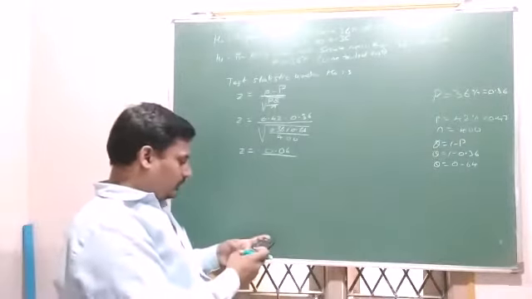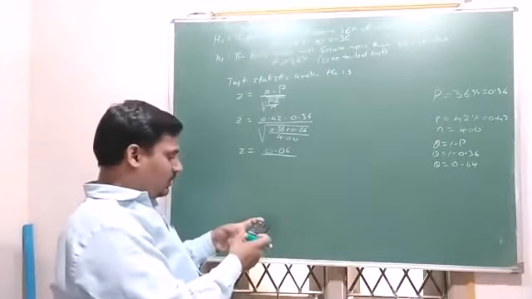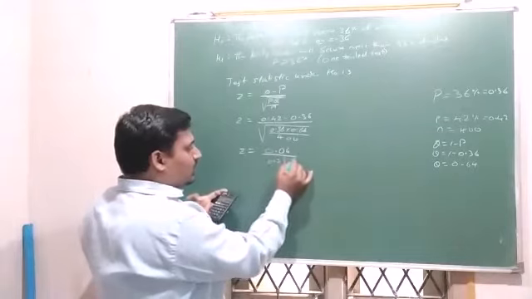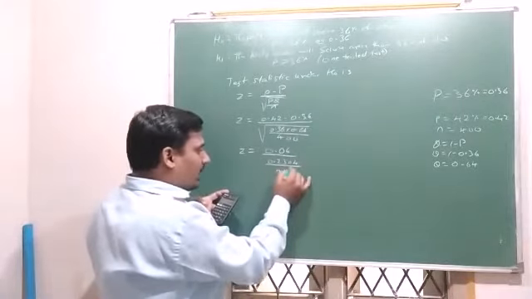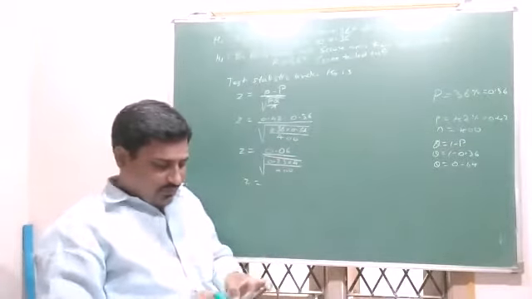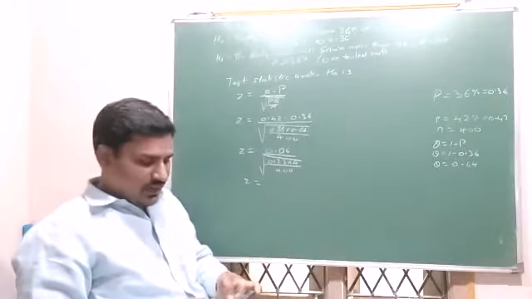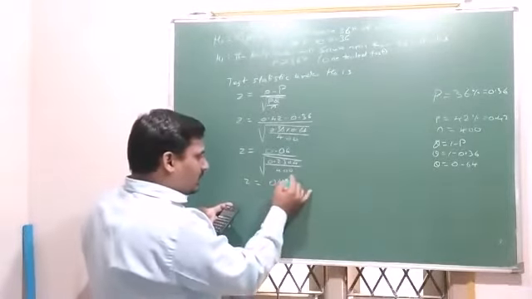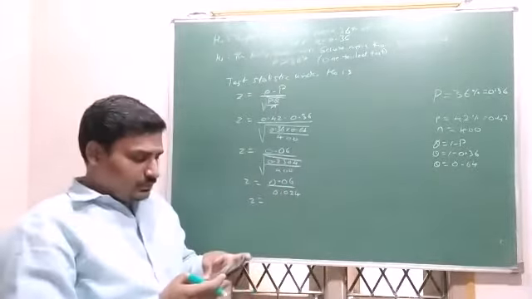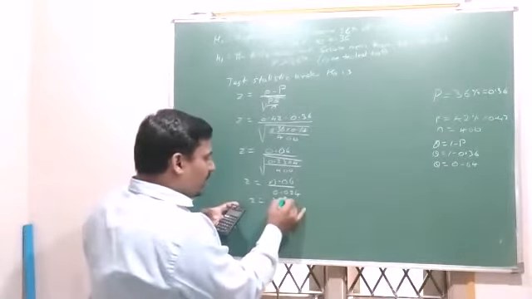And 0.36 into 0.64 is equal to 0.2304. Divided by 400, that is 0.000576. If we find the root, we get 0.024. So Z is equal to 0.06 divided by 0.024, which is equal to 2.5.